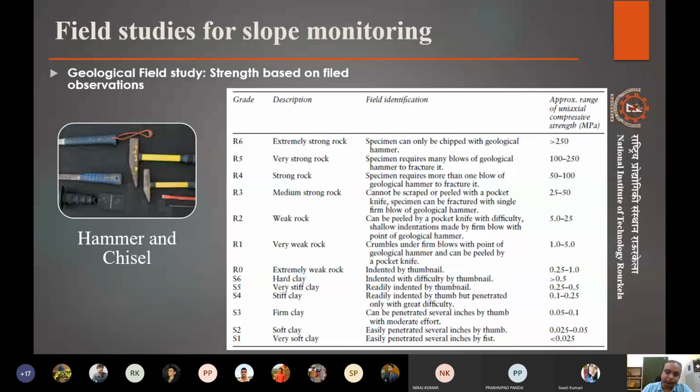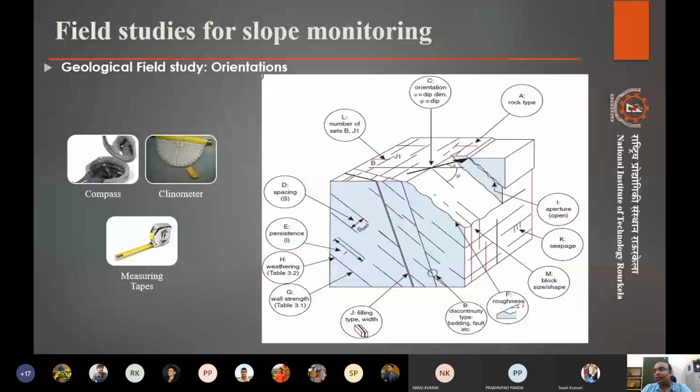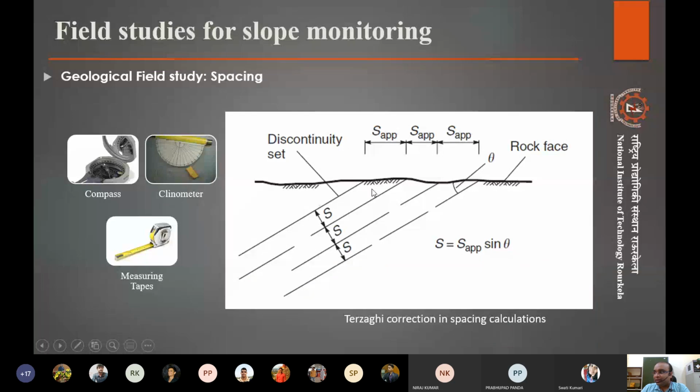Others, we were seeing how joint orientations, joint directions, dips, and all can be measured. We were seeing some details about that. We were seeing how apparent spacing is different from the real spacing. Like there is the concept of apparent dip, and the same concept of apparent spacing is also there.